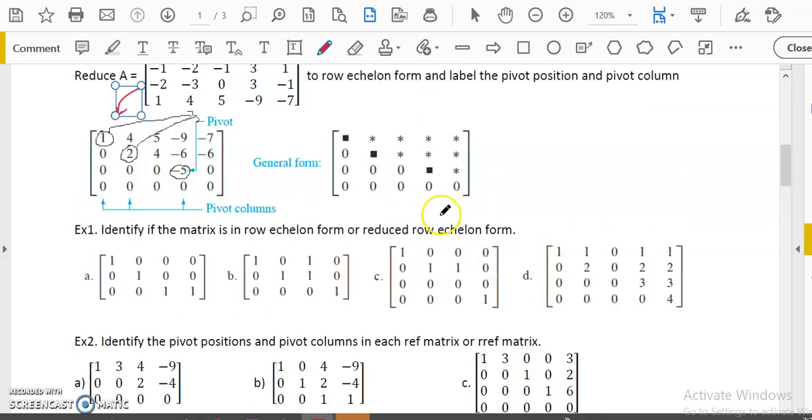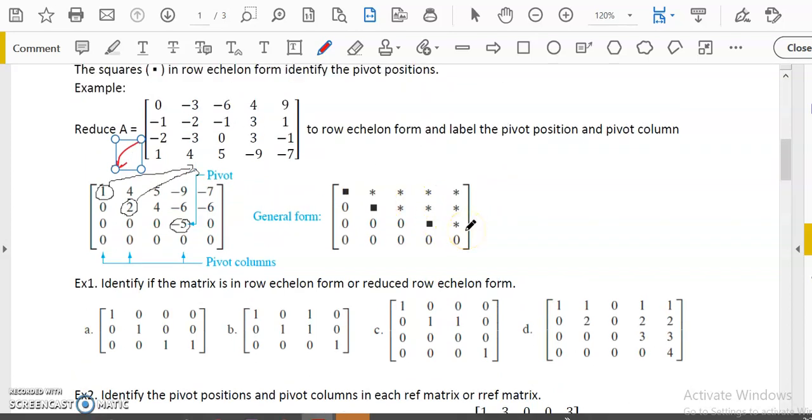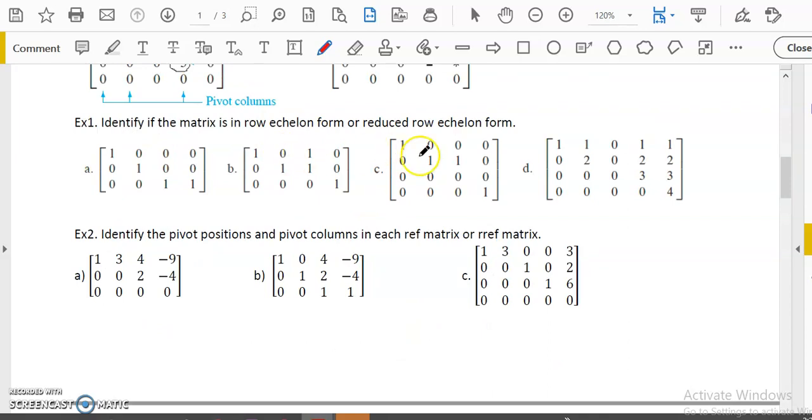So you can only identify it if you have changed it into RREF or REF, either one. Now identify if these matrices are either row echelon form or reduced row echelon form. Let's look at the non-zero entry below 0. Above this is a non-zero entry. We have all the prefix positions with 0 above and below. So this is reduced row echelon form.